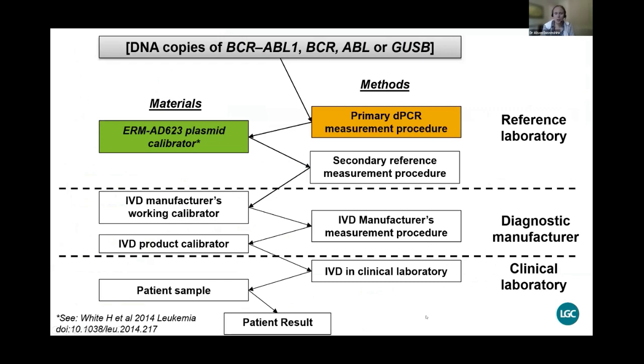Just as an aside as well, in terms of the JCTLM, one of the reference materials which is included in the JCTLM database is the ERM AD623 plasmid calibrator, which is something that I think maybe Helen or Nick will touch on later. So this has a defined DNA copy number concentration of BCR-ABL1 and the reference genes used in CML measurement, and that was also value assigned in copy number concentration by digital PCR, and the NML participated in that a few years ago.